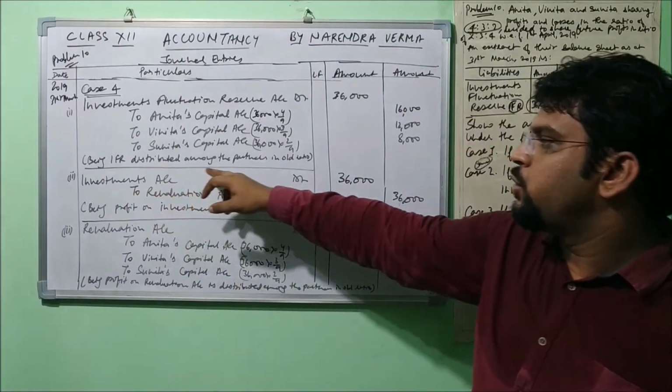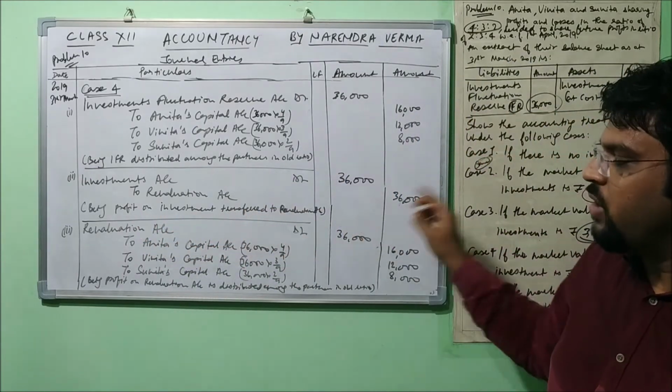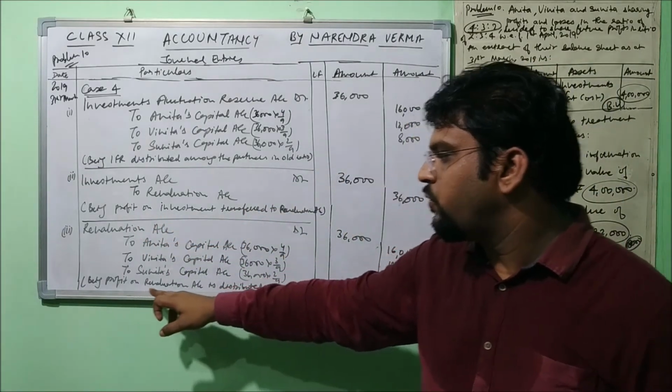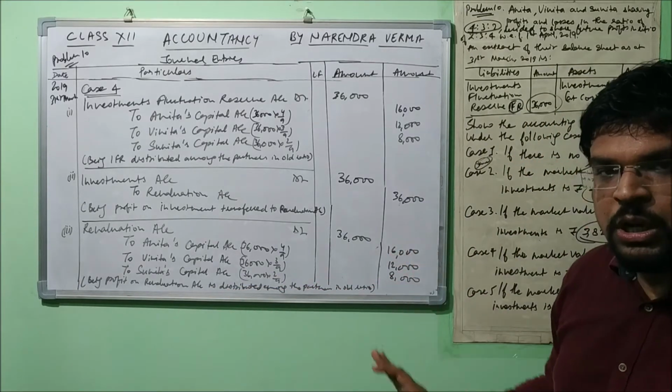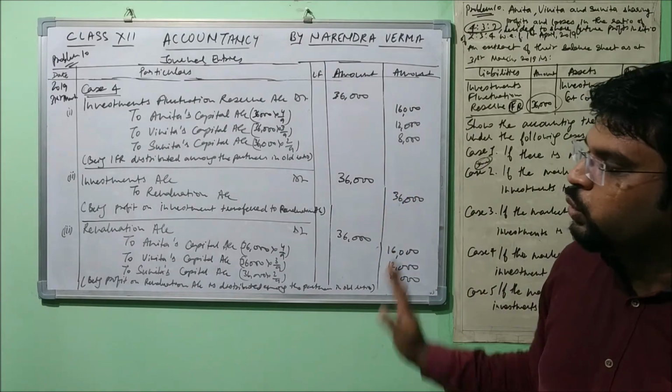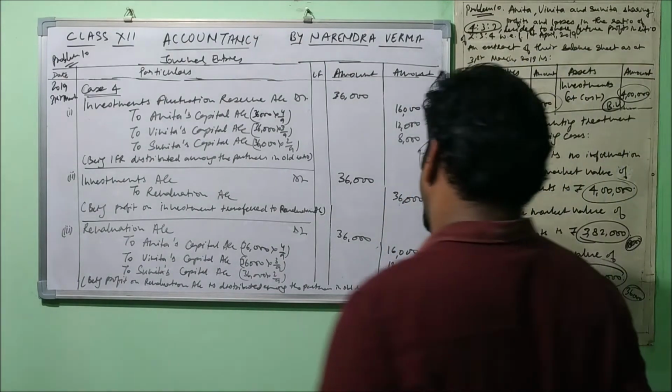Being IFR distributed among the partners in old ratio, being profit on investment transferred to revaluation account. Here, being profit and revaluation account is distributed among the partners in old ratio. Understood? So this is the way to do the treatment under 4th case. Now let's read the case 5.